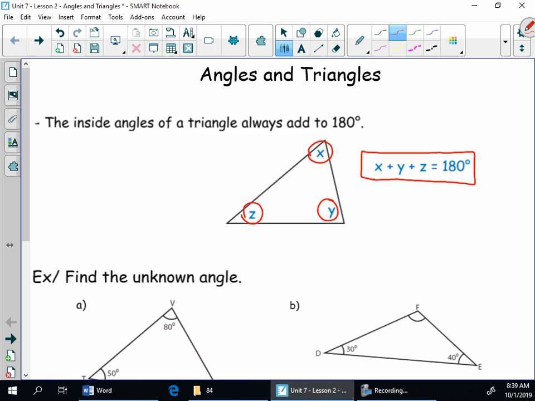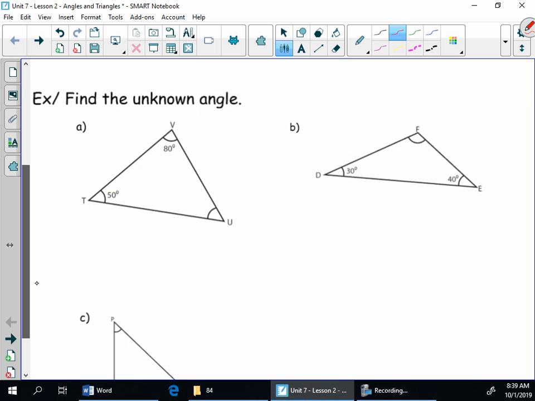Straight lines make 180. Triangles make 180. There's actually some other patterns that make 180. Kind of cool. Why do we like this? Well, if we know any two of the three angles, we can solve for the third one. Kind of like we did yesterday when we had a line being divided into parts, call that x, y, and z. Well, if I knew two of them, I could figure out the third one. Let me show you how this is going to work.